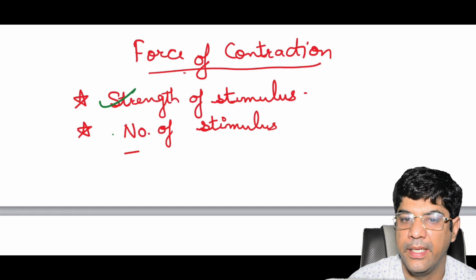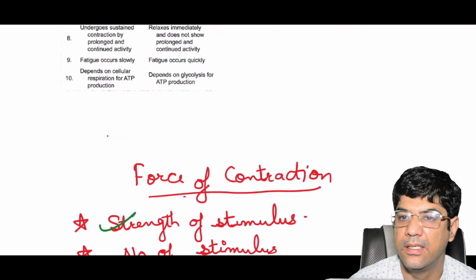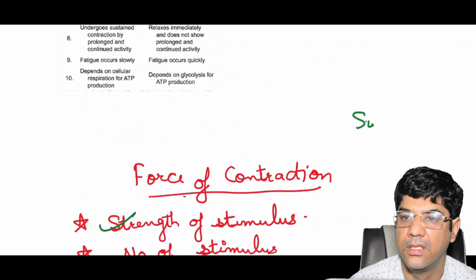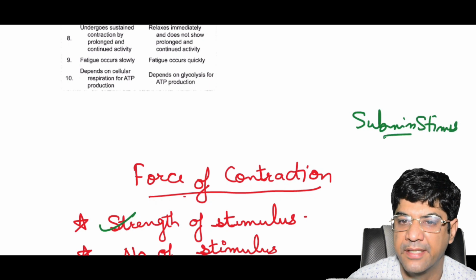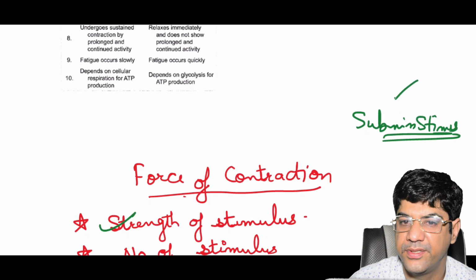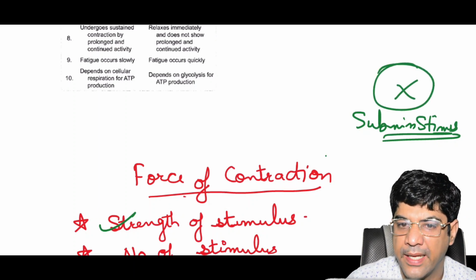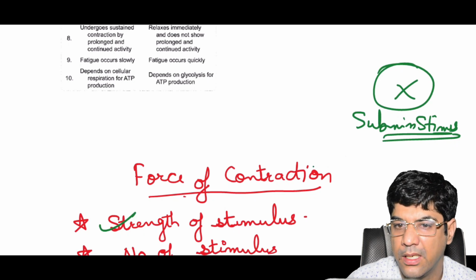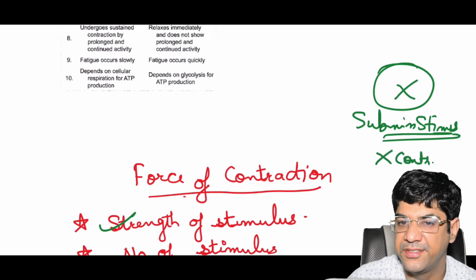So there could be a subminimal stimulus. The stimulus has a strength less than the minimal stimulus and does not produce any response. So what happens if we apply a subminimal stimulus to a muscle? The muscle would not contract.